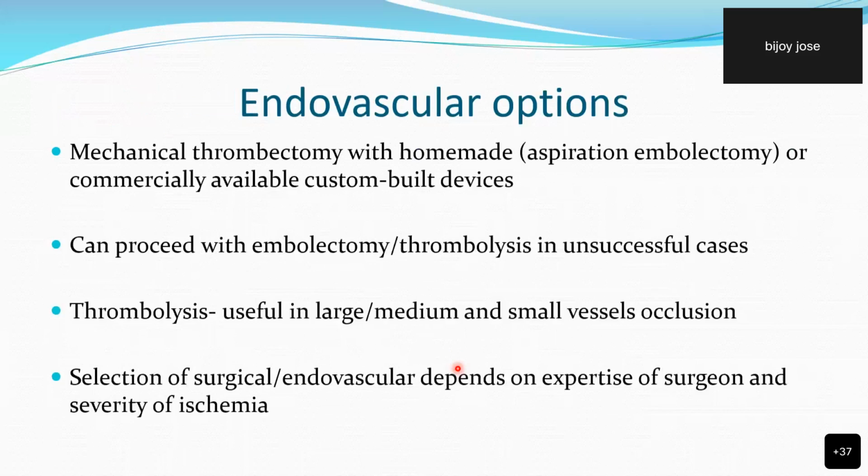So what are the endovascular options available? Mechanical thrombectomy with homemade aspiration embolectomy or commercially available custom built devices. It can produce embolectomy, or thrombolysis in unsuccessful cases. Thrombolysis is useful in large, medium, and small vessel occlusion. Selection of surgical and endovascular option depends upon the expertise of the surgeon and severity of the ischemia.